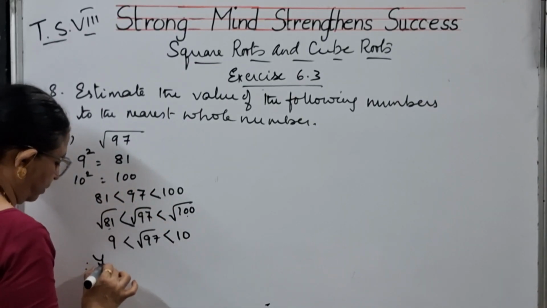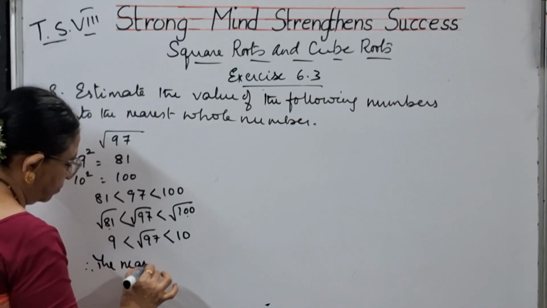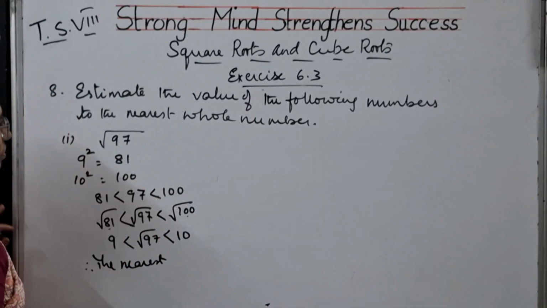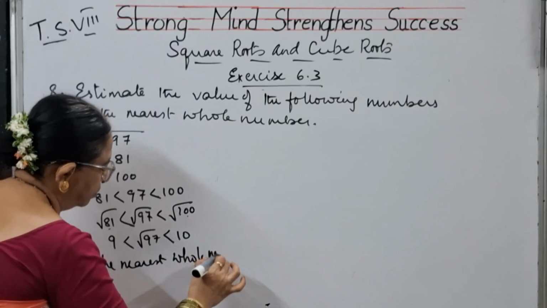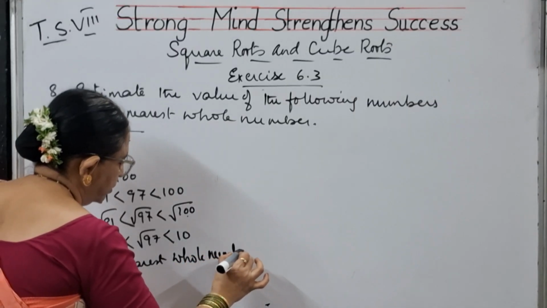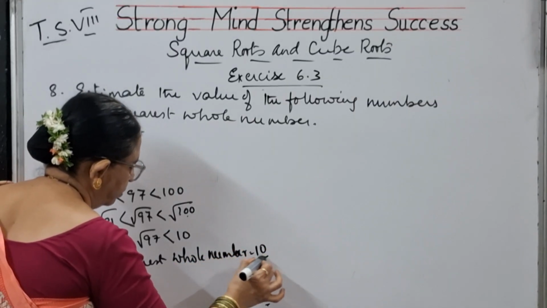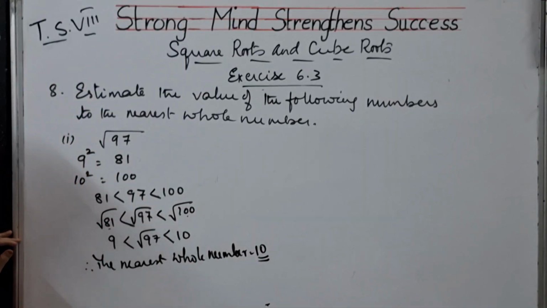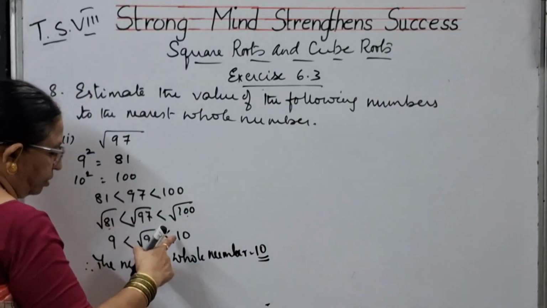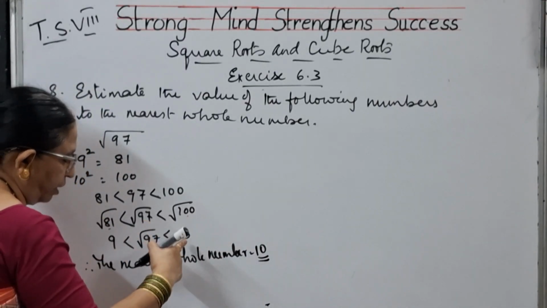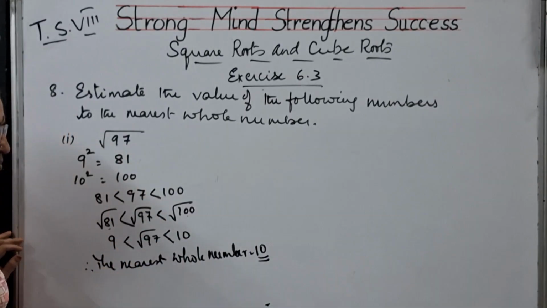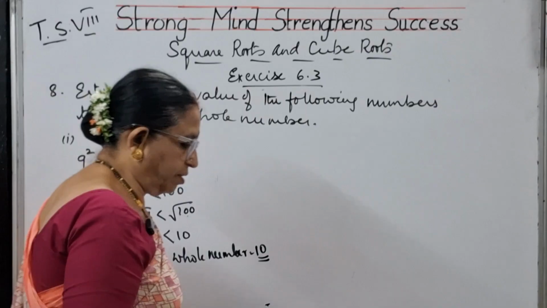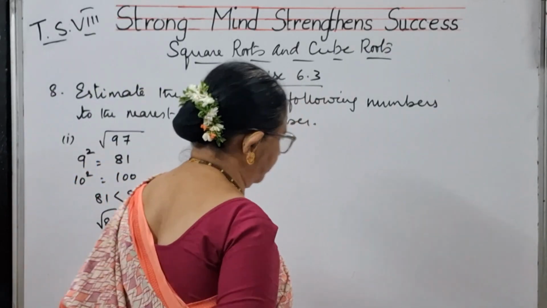Therefore the nearest whole number is equal to 10. If you find root 100, you are getting 10. So root 97 nearest whole number is 10. This is the first bit, children.